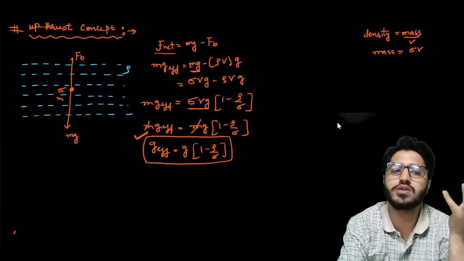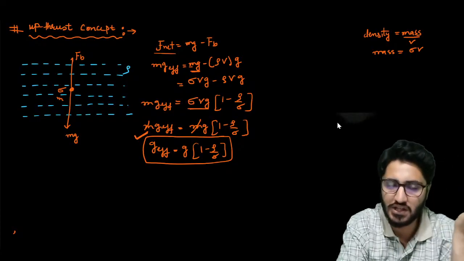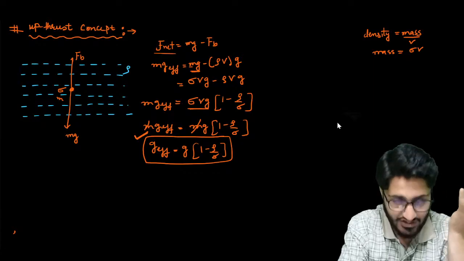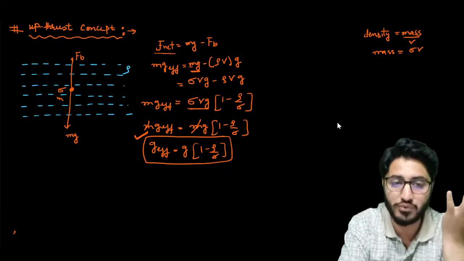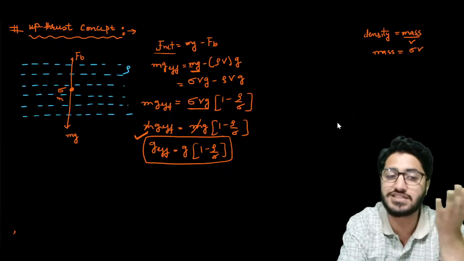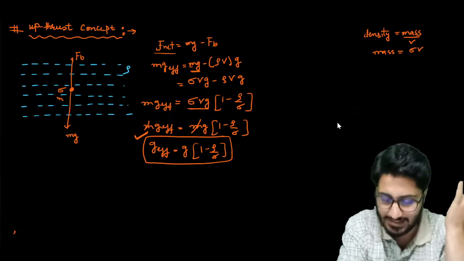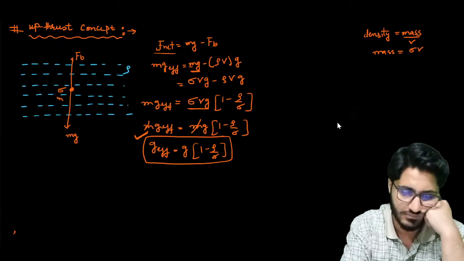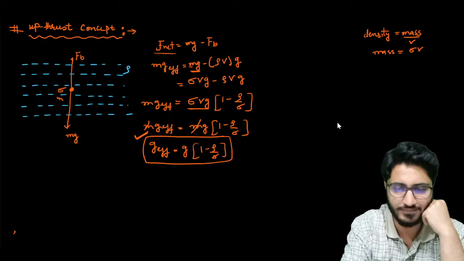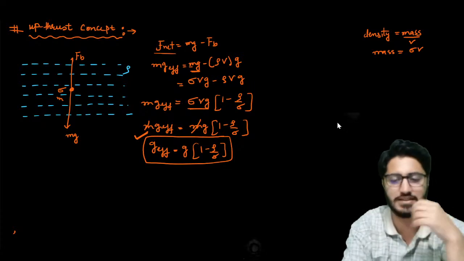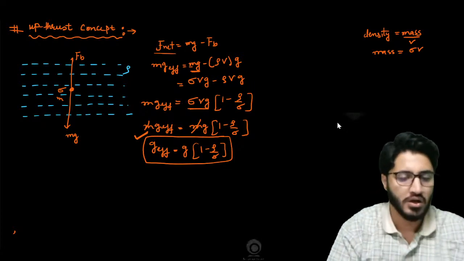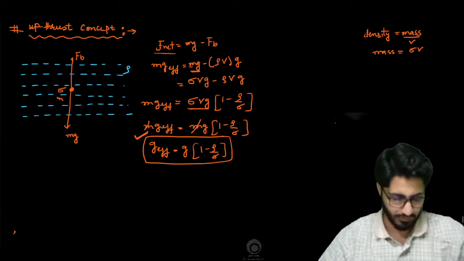So due to buoyancy, my g changed into g effective. It came to be g into 1 minus the density of the liquid divided by the density of your particle. Okay, done? Okay, sir, done. Now let us do some numericals.